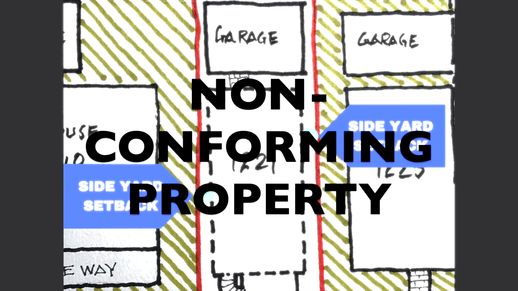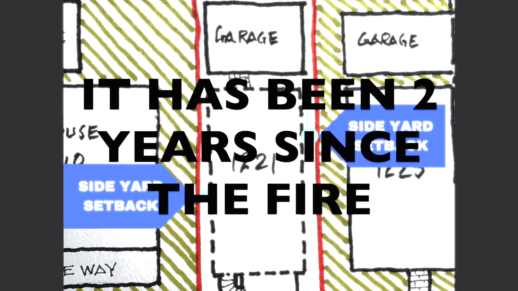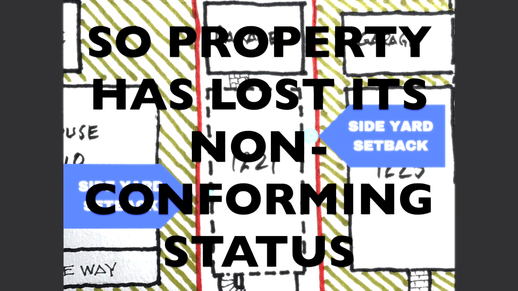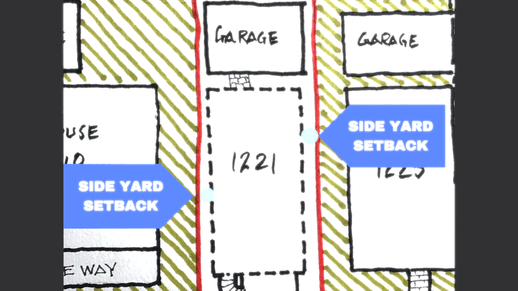Well, this is a non-conforming property. The house was destroyed by fire. It's been 2 years since that fire, and yet no reconstruction has started. So legally, this property now has lost its non-conforming status. And so any new house built on the property must now conform to district regulations. The Perez's would be prohibited from rebuilding a house on the footprint of the old house. And any house they could build that would actually meet the regulations would be just ridiculously narrow and too small to even live in.